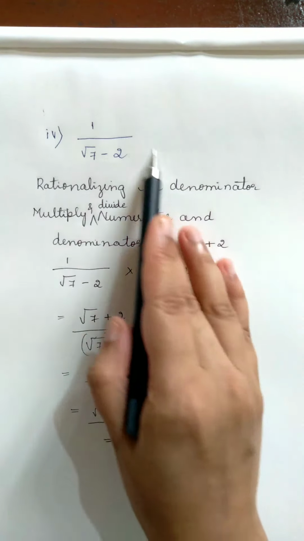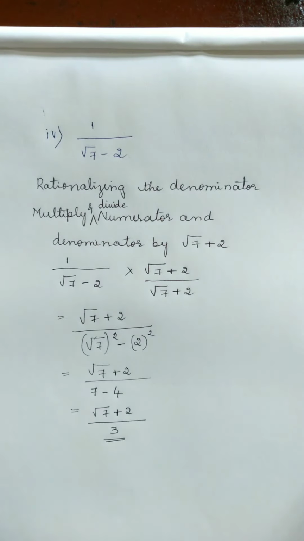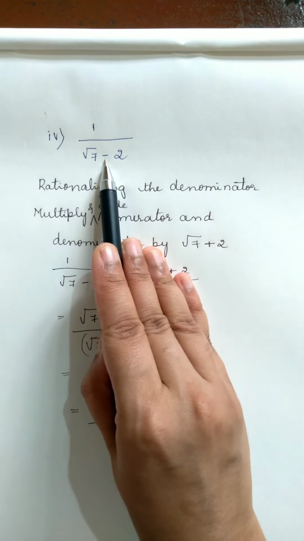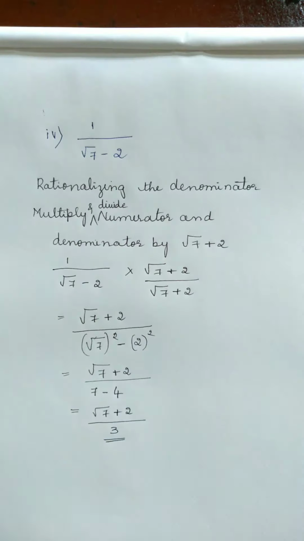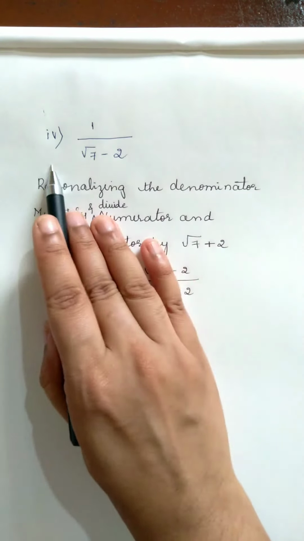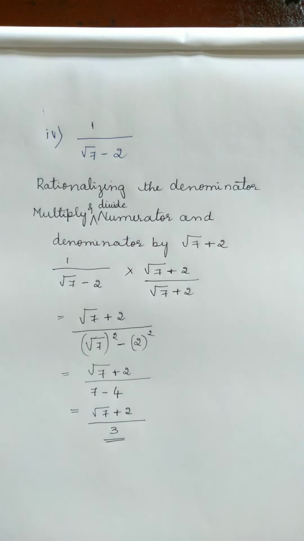So when such expressions are found in the denominator, when it has a negative sign, multiply and divide the numerator and denominator by its opposite sign. That is, when it is negative, it should be multiplied and divided by the positive sign. When it is positive, it should be multiplied and divided by the negative sign. So for this problem, this is the answer, root 7 plus 2 by 3. So this is the rationalizing the denominator concept in number systems. Thank you.